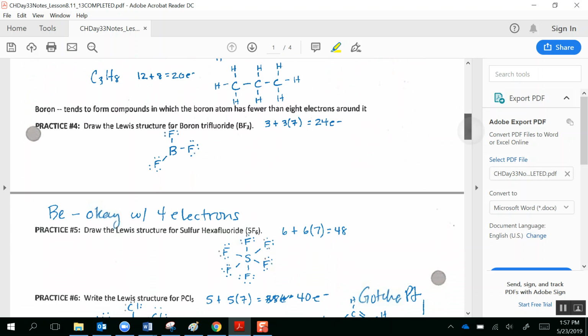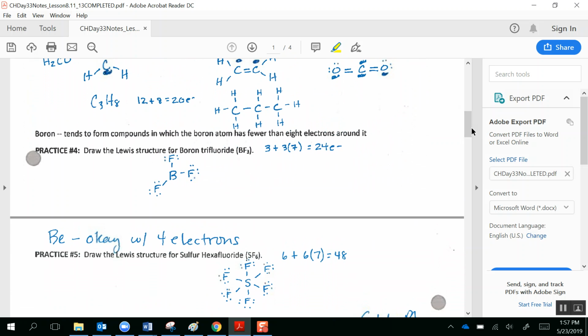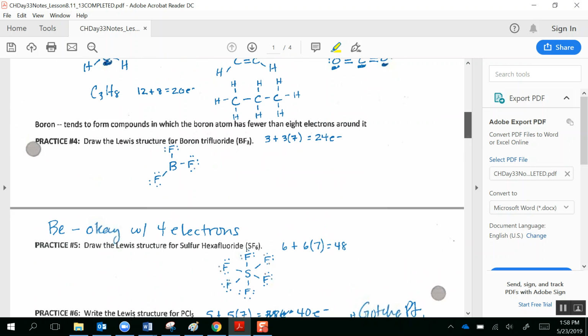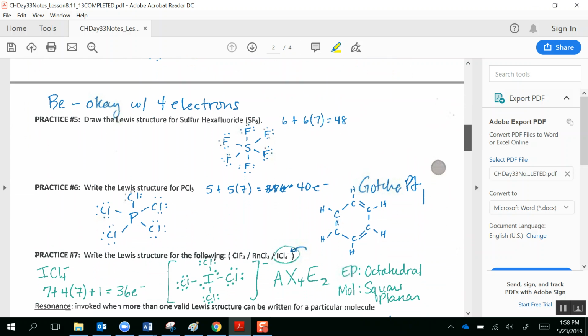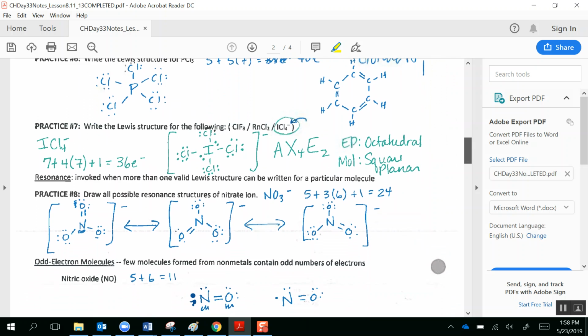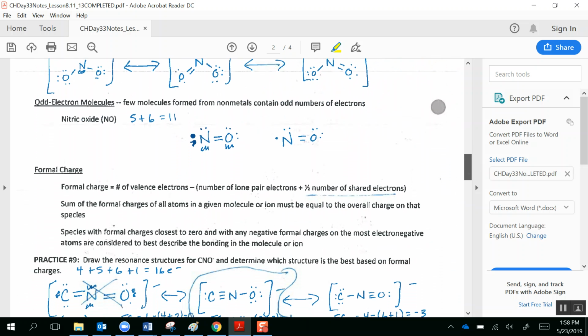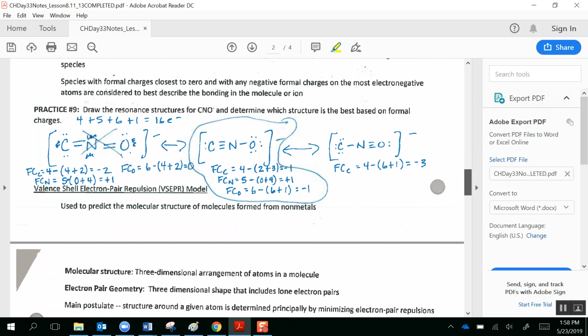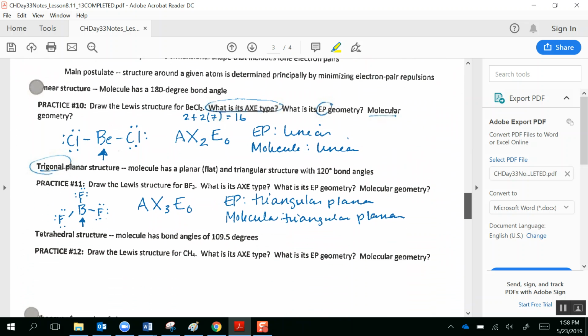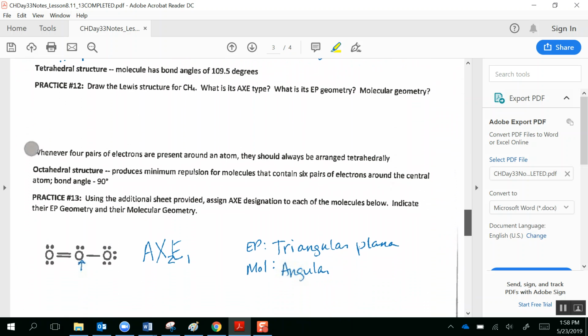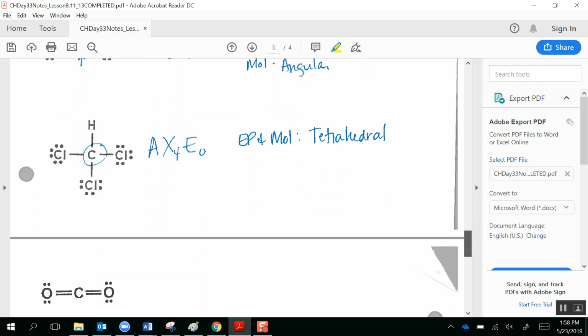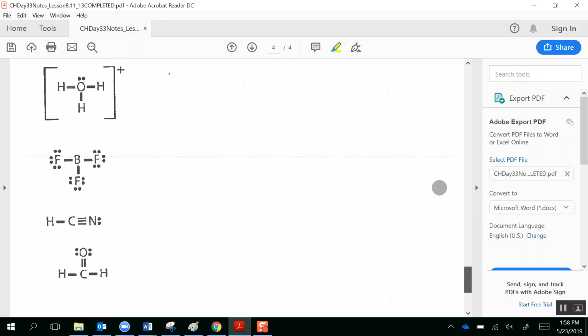Some different things going on. Notice here it says boron tends to form an atom that has fewer than 8 electrons. So it's okay with 6, beryllium's okay with 4. And so just follow down through there. That's where I start giving you more of the AXE designation, molecular geometry, electron pair geometry. And those are just some different practice molecules that you can work with.